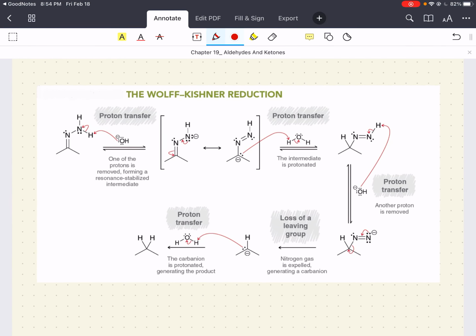You start off with a proton transfer where one of the protons is removed and you form this resonance stabilized intermediate, followed by another proton transfer and another proton transfer, and then you have nitrogen gas that is expelled, and then one final proton transfer will give you your reduced final product.